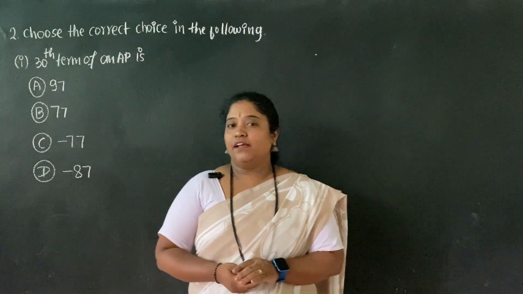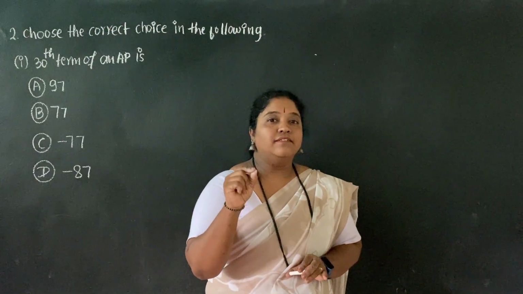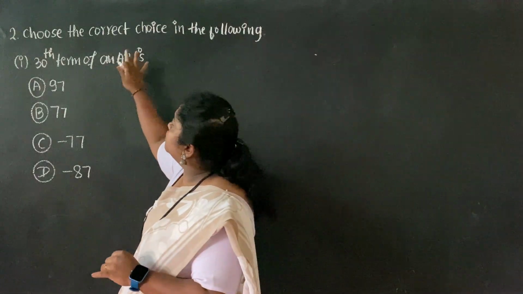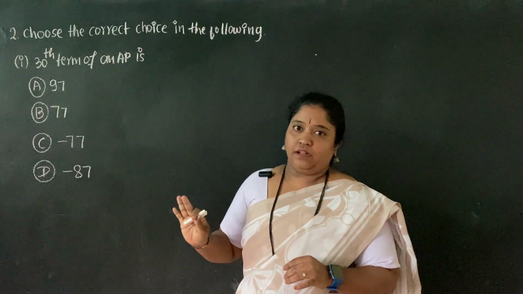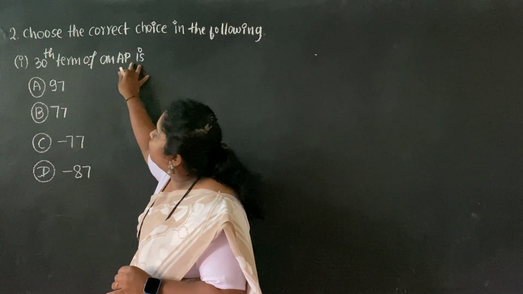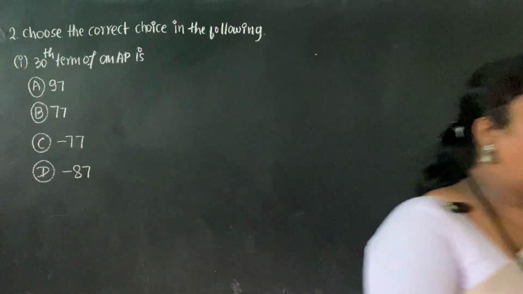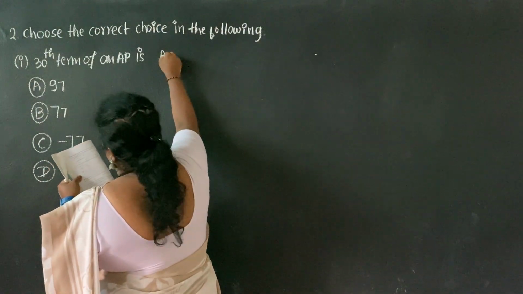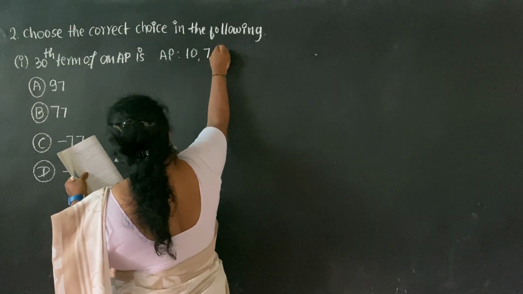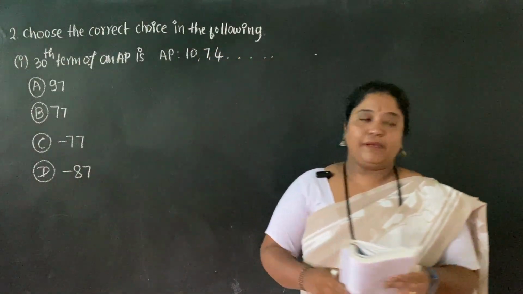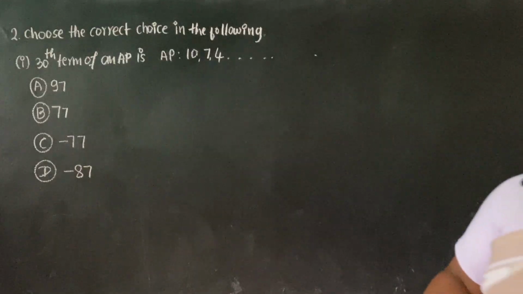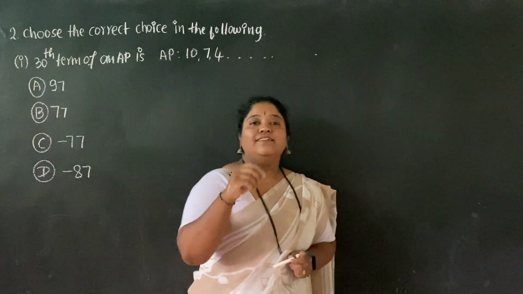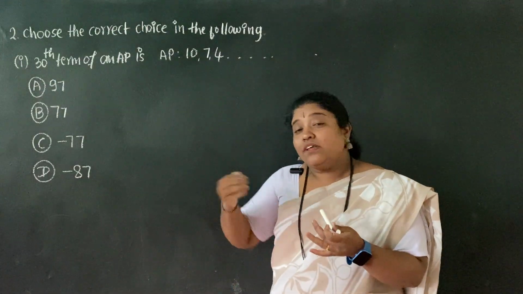I hope you remember the nth term formula, for calculating the nth term of a given arithmetic progression. Now see here, choose the correct choice in the following. The 30th term of an AP is asked, and the AP provided is 10, 7, 4, and so on. This is the AP that we have. Now dear, in this AP I need to find the 30th term.